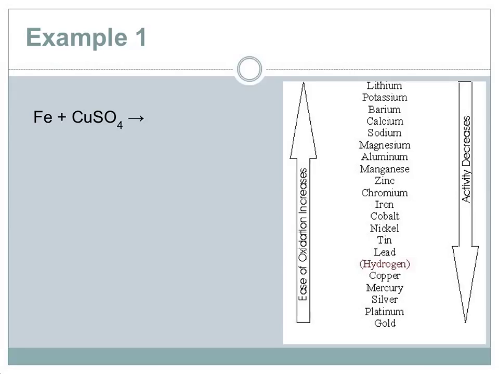Our first example is iron plus copper(II) sulfate, and we want to predict what the products are or if the reaction is actually going to occur. So what you're going to do is identify your two metals, iron and copper, and find them in your activity series. Here is iron, and here is copper. In order for this reaction to occur, iron needs to be more reactive than copper, which means it needs to be above copper in the activity series, and in this case it is. So this means that a single displacement reaction will occur, and we will produce iron(II) sulfate plus copper.